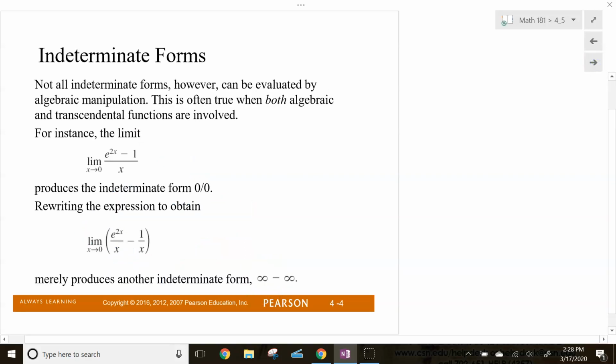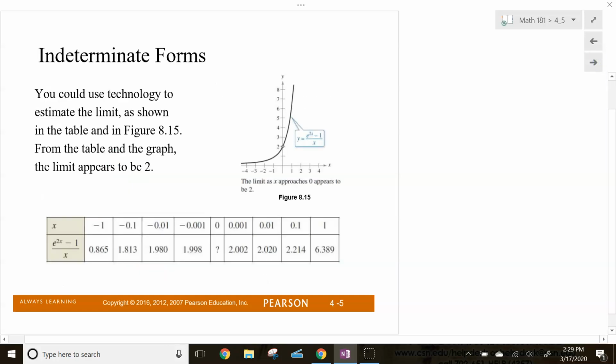All right, so we're just kind of reminded here that not all indeterminate forms, as it says there, can be evaluated by algebraic manipulation. So this one's an example of that. Even if we divide everything by x here, it gets us nowhere because we got e to the 2x minus 1 over x. Plug the 0 in, and we've got 1 over 0 minus 1 over 0. So this is just simply going to other indeterminate forms.